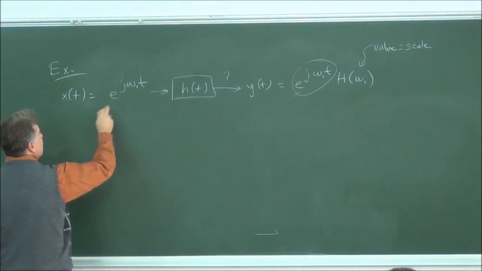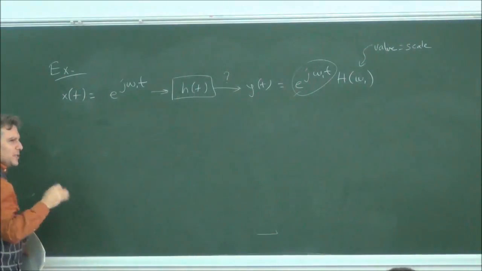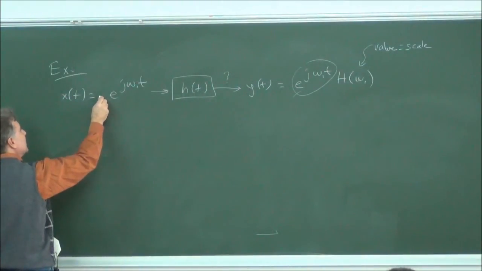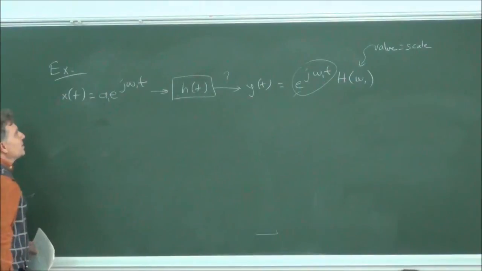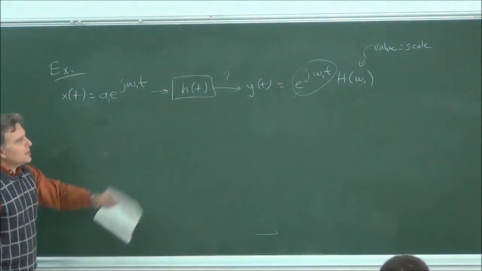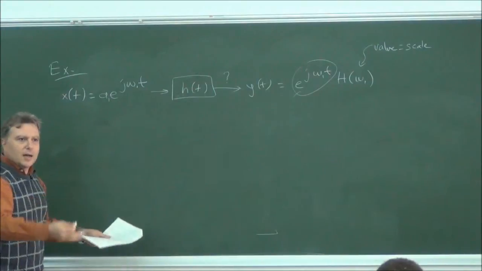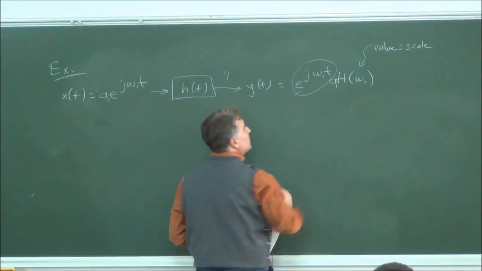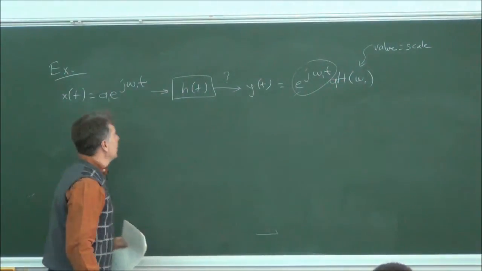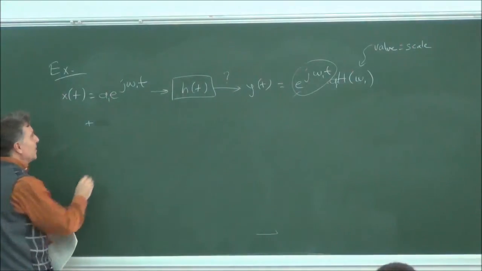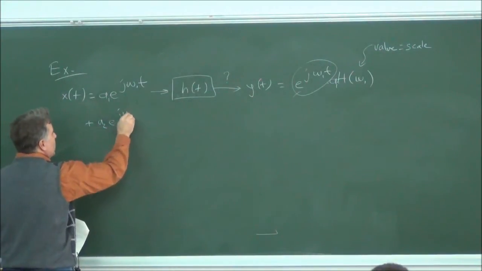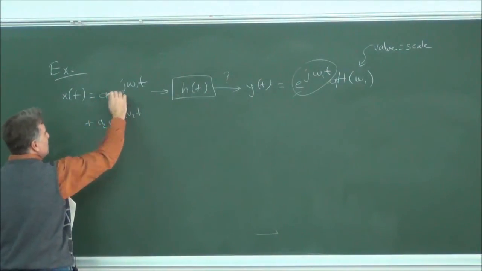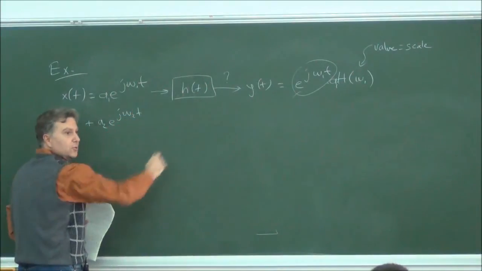Suppose x of t is not this. Let's proceed one step further. If x of t is this, then the output is that. How about if x of t is a1 times e to the j omega 1 t, then what is the output? A1 times that, because it's a linear system. Now, plus a2 times e to the j omega 2 t. Suppose our signal is not this, but this plus this. Then what's the output?